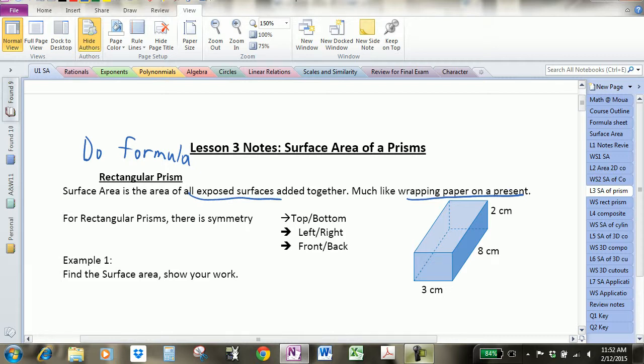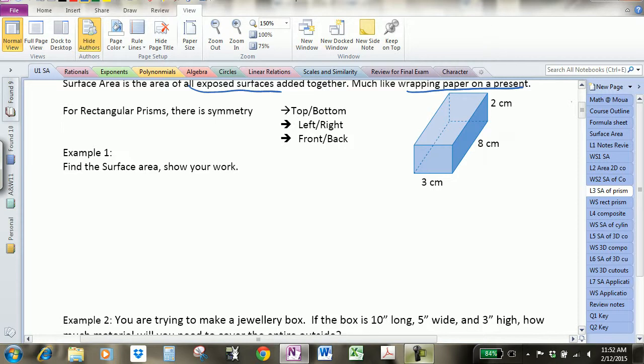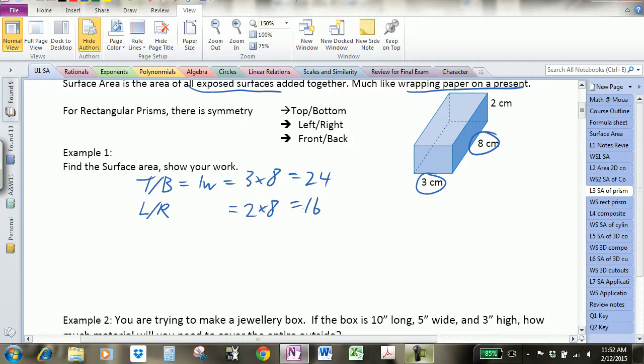So let's work at the top and the bottom. Looking at your dimensions, what's the area of the top and the bottom? Well, the bottom, it's easy, 3 by 8. So the top is the same. Oops, 3 times 8, 24. And then what about the left and the right? What are the dimensions of those ones? 2 by 8. And what about the front and the back? 2 by 3, which is 6.